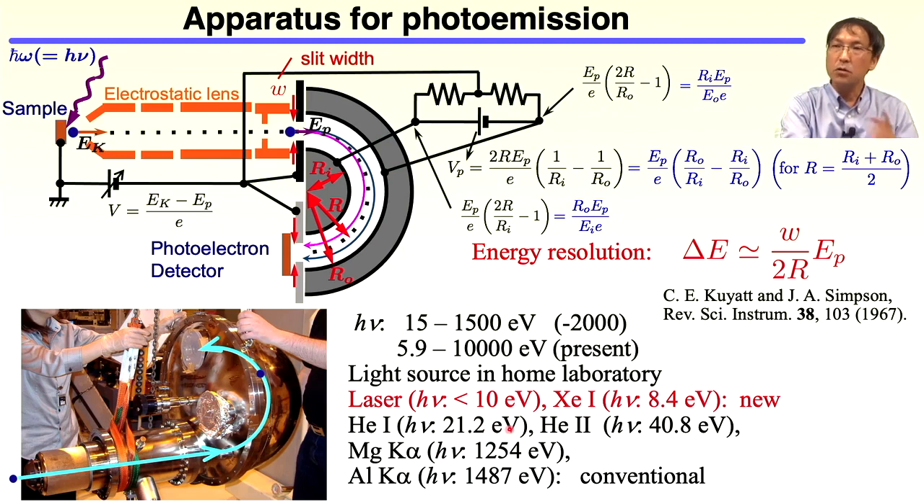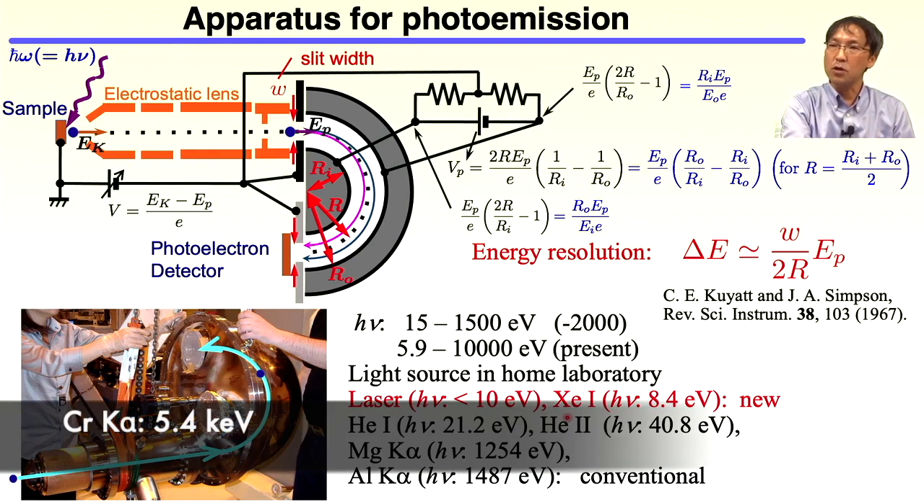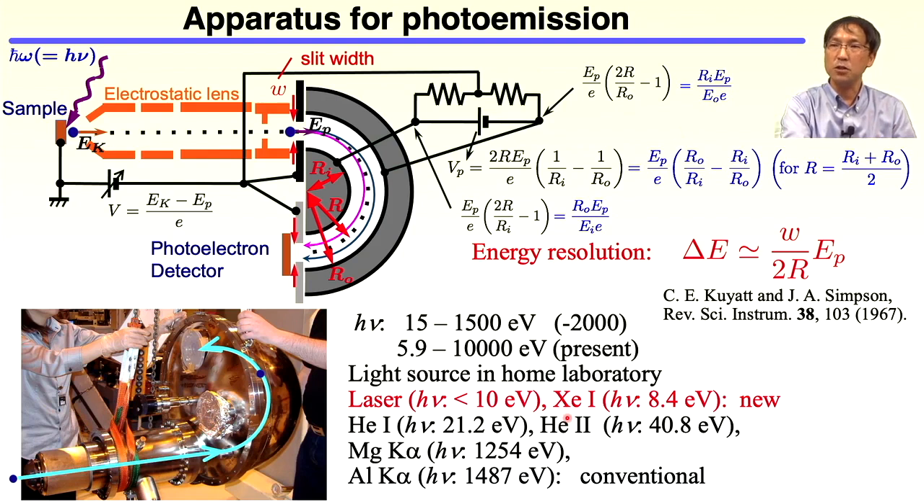On the other hand, now other new laboratory sources are developed. For instance, the continuous laser with a photon energy less than 10 electron volt, and xenon discharge lamp, giving the 8.4 electron volt photons. The high-energy X-ray light source using the chromium K-alpha line is also developed for the hard X-ray photoemission called HAXPES in laboratory, which is one of the most promising new techniques.